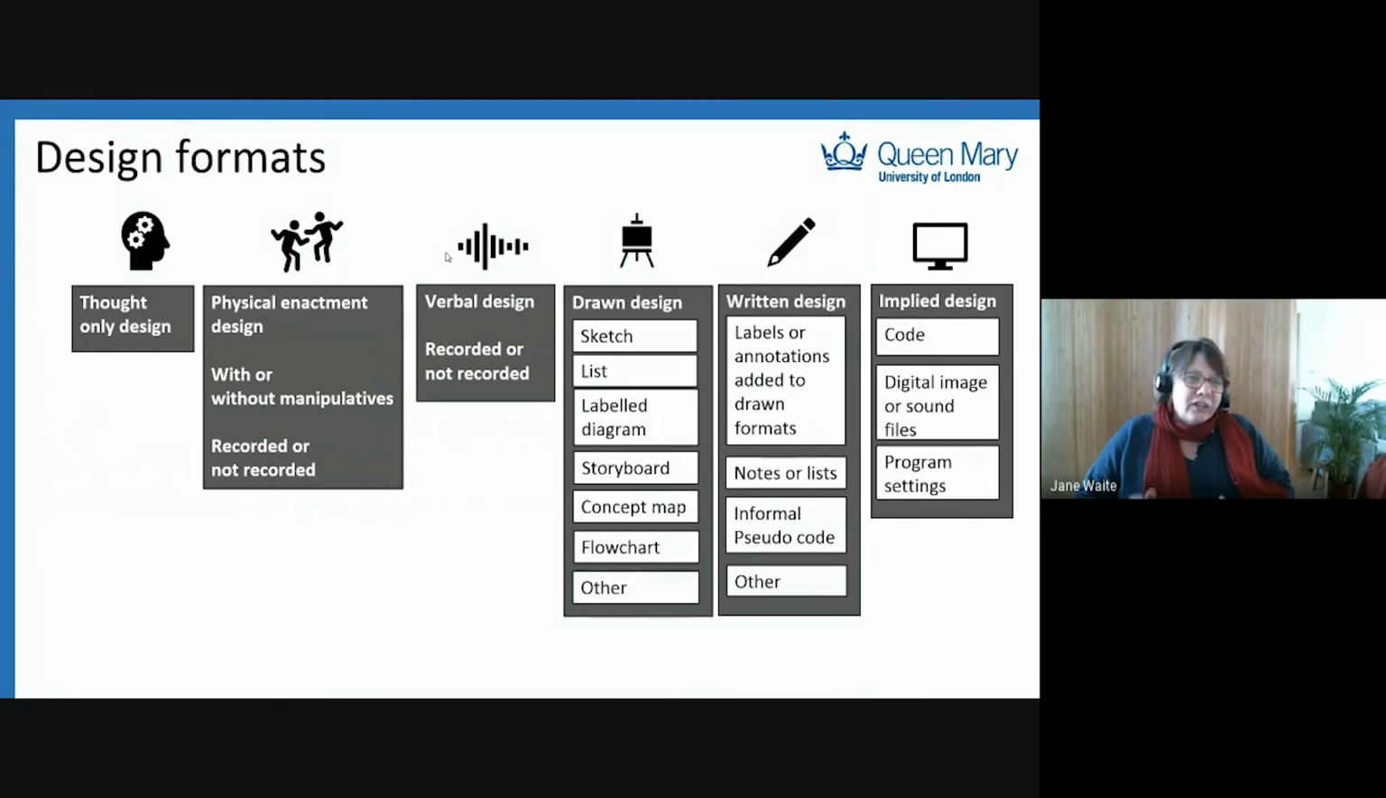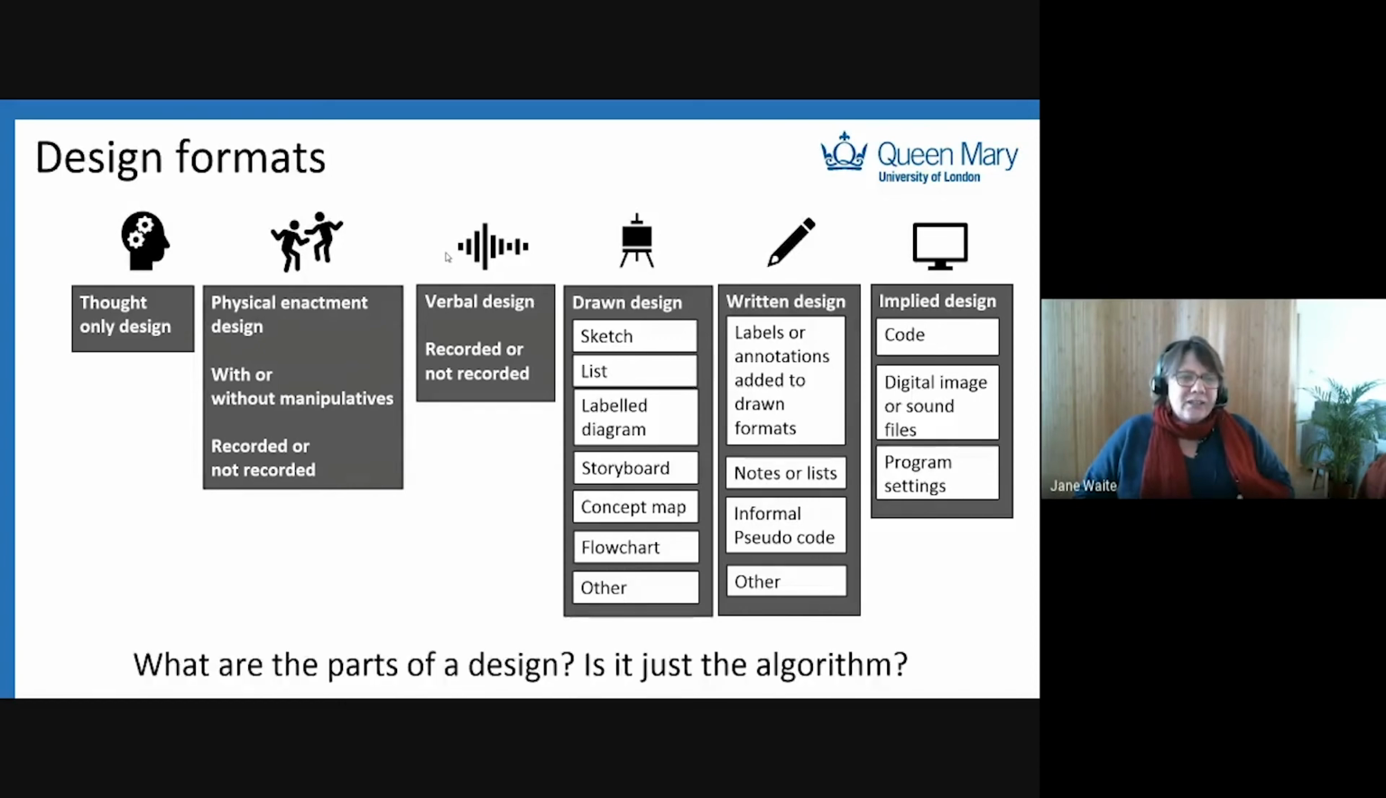They might draw it, and I think the drawn designs are the ones that are often most familiar to our teachers. That's things like labeled diagrams, storyboards, concept maps. Written designs could just be the annotations on those drawn formats, or informal pseudocode. And then sometimes designs don't seem to exist anywhere, and they're implied through the actual code or the program settings. But the question then is, what are the parts of the design? Is it just the algorithm?